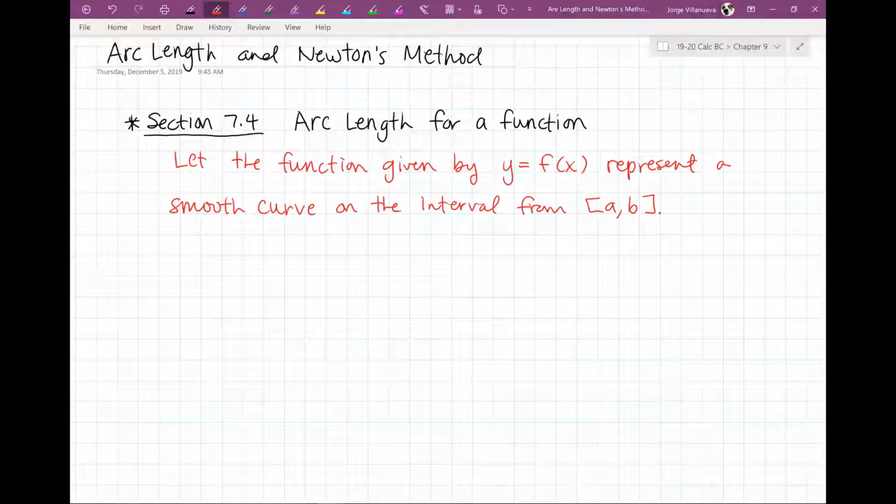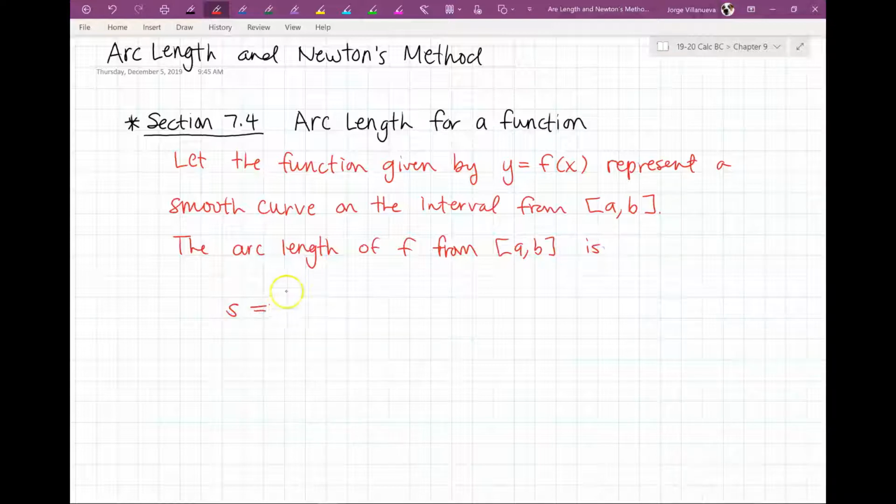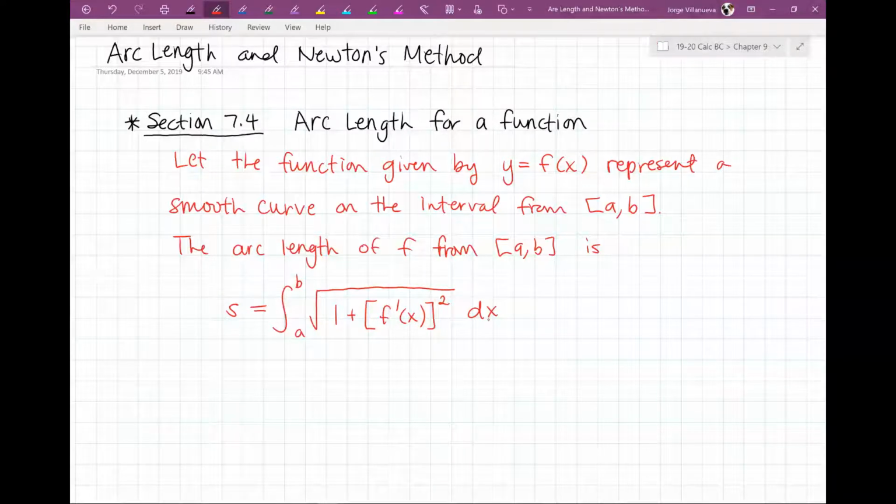So given something like that, from a to b, then the arc length of f from a to b is, so they'll call it S, equal to the integral from a to b of the square root of 1 plus f prime of x squared dx. Okay, so that's the arc length if you're integrating from left to right. Okay, from left to right.